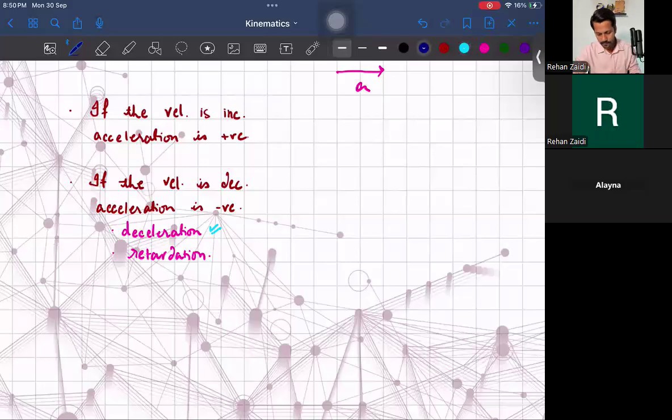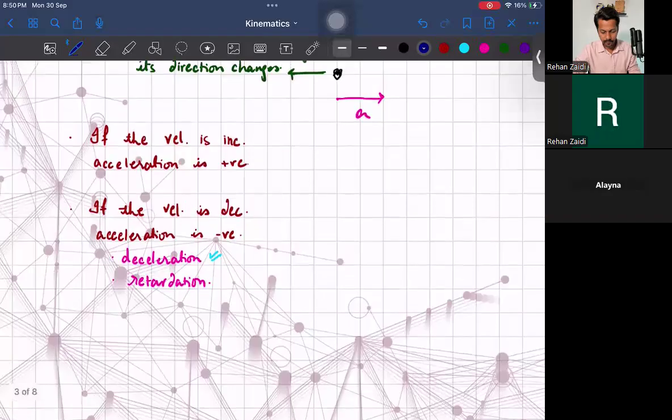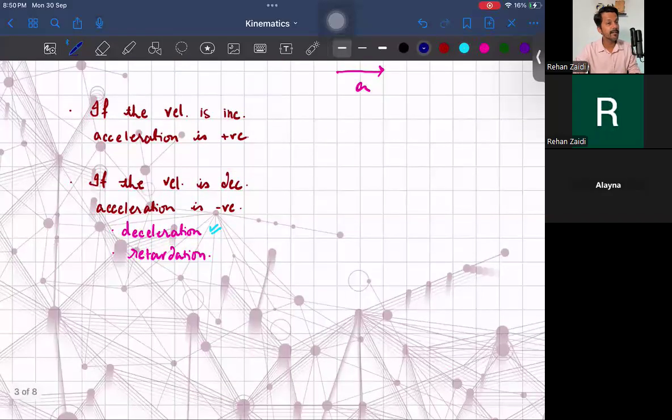Can we say negative acceleration is just acceleration in the opposite direction? Yes, exactly. We can say that negative acceleration is always the acceleration in the opposite direction, which sometimes may cause a decrease in velocity and sometimes it may cause an increase in velocity. How it may cause an increase in velocity, that is what we have to see.